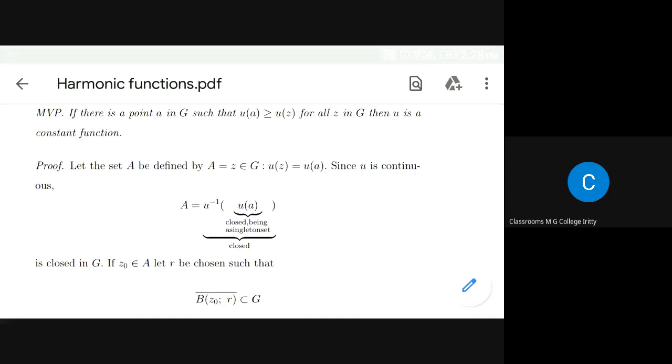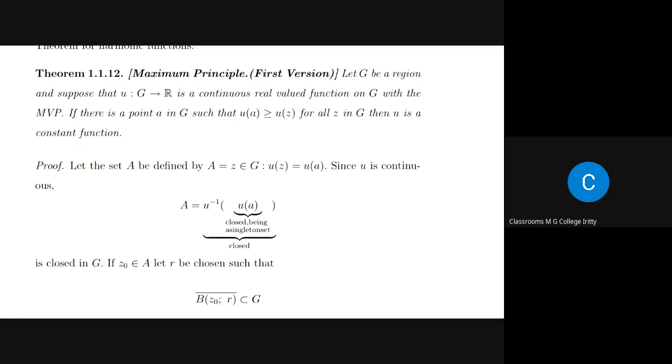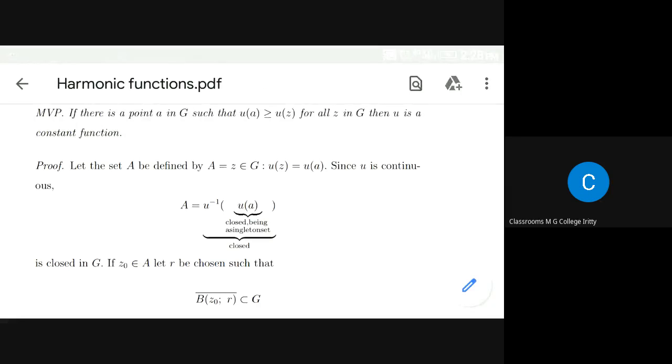Okay. So actually the difference is that it is impossible to find a point which is not on the boundary such that u of a is greater than or equal to u of z for all z in G. If there is such a point in G with u of a greater than or equal to u of z for all z in G, then u must be a constant function. Only for a constant function can we find an a in G such that this inequality holds for all z in G.